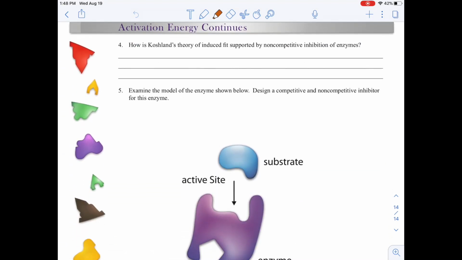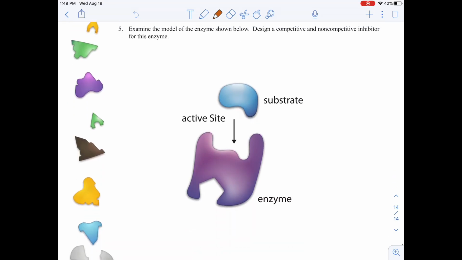How is Koshland's theory of induced fit supported by non-competitive inhibition of enzymes? Well, if you remember, when I inserted the blue non-competitive inhibitor, it changed the shape of my enzyme. So take a second and write about how this supports Koshland's theory of induced fit, which basically says that enzymes are flexible. Once you have answered number 4, go to number 5.